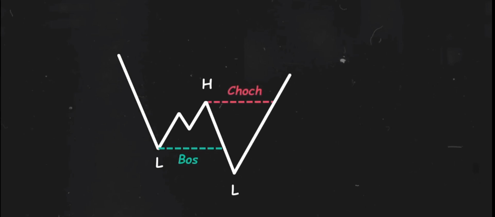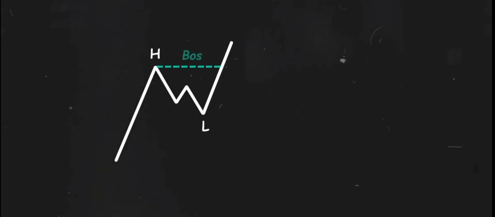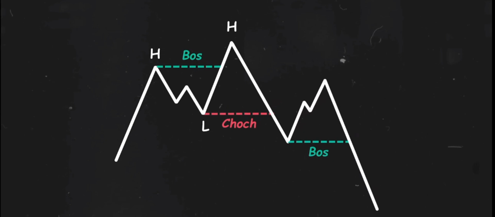Next, we have the change of character, or CHoCH, labels. A typical bullish CHoCH happens when the price first breaks a recent low, creating a bearish BOS, and then immediately breaks the swing high leading to that BOS. This forms a regular CHoCH and can indicate a possible reversal to the upside. Similarly, a bearish CHoCH occurs when the price first breaks a recent high, creating a bullish BOS, and then quickly breaks the swing low that led to that BOS. This signals a potential reversal to the downside.